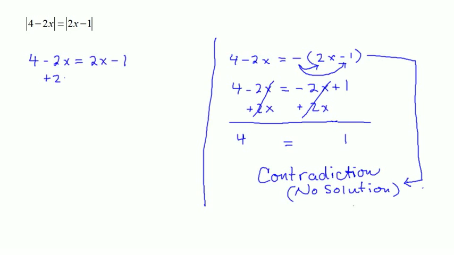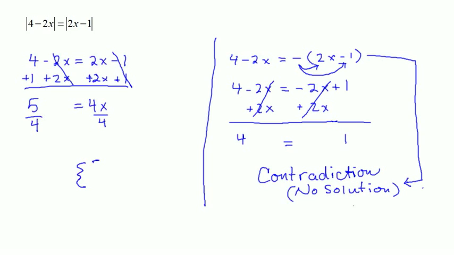I'm going to start by moving the x terms over to the right by adding 2x to both sides. And then I'll move this 1 over to the left by adding 1 to both sides. So this gives me 5 equals 4x. Divide both sides by 4, and I get x equals 5/4.